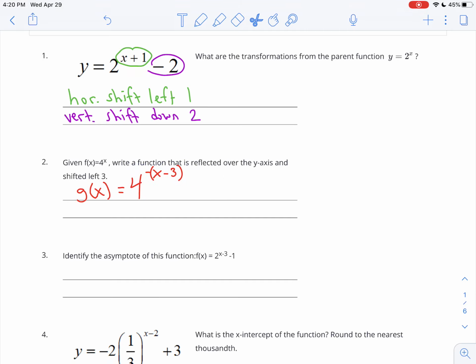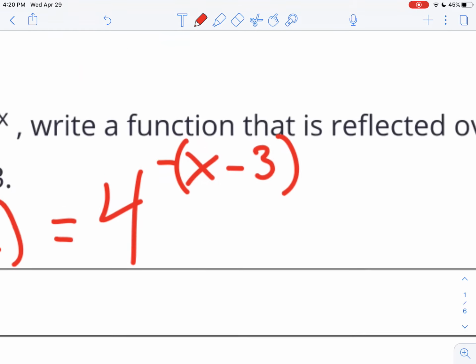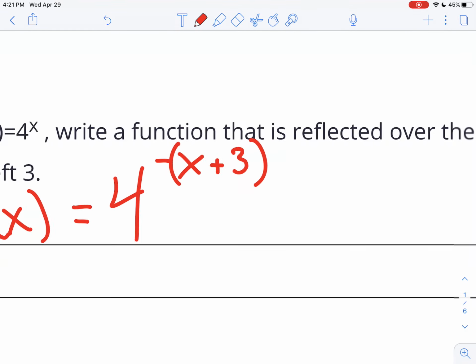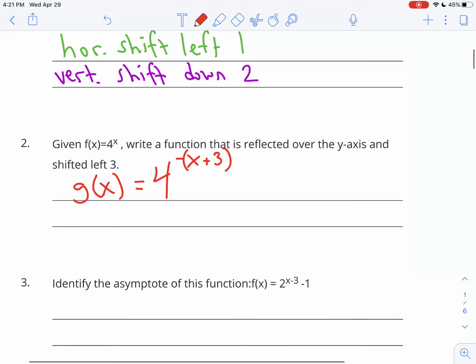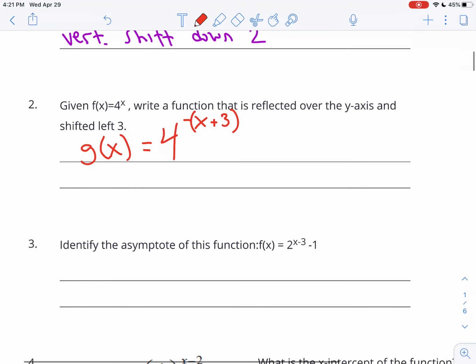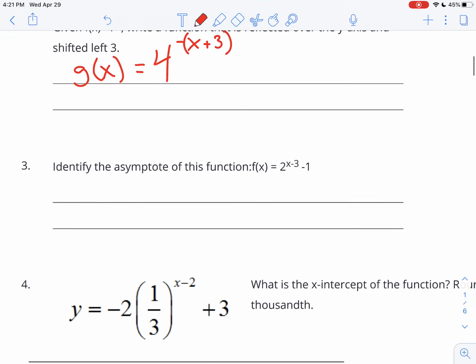So we had a couple things all happening upstairs there. So we had the negative for the y-axis, and then a minus 3. Actually, hold on. That means it has to be a plus 3. We have to be careful. No mistakes at this stage in the game. There we go. All right, so left would be a plus, right would be a minus, because those horizontal shifts are always backwards.